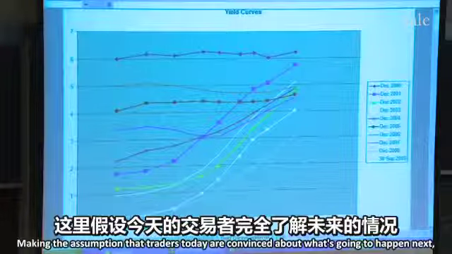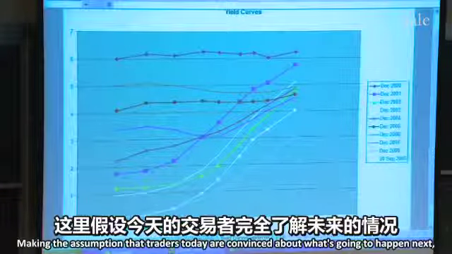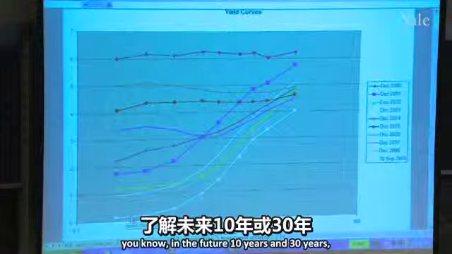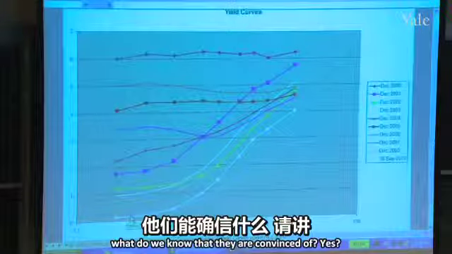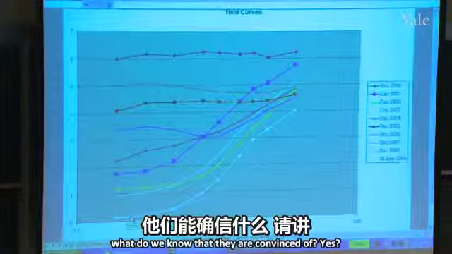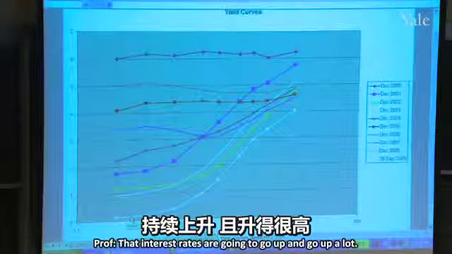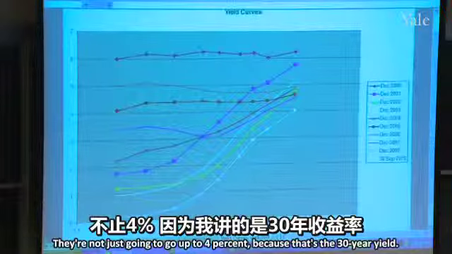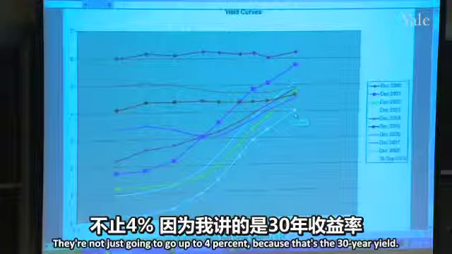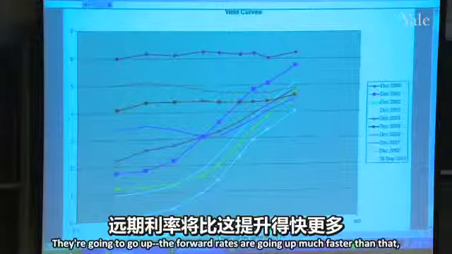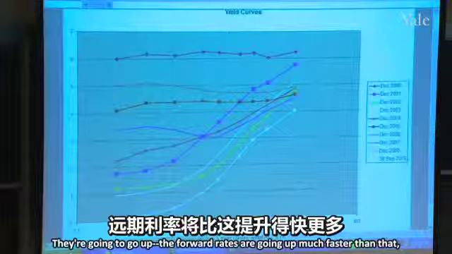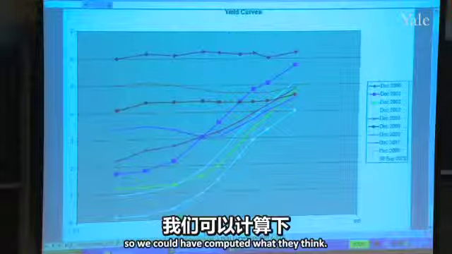Making the assumption that traders today are convinced about what's going to happen next, in the future 10 years and 30 years, what do we know that they are convinced of? Yep. That interest rates are going to go up and go up a lot. They're not just going to go up to 4% because that's the 30-year yield. They're going to go up. The forward rates are going up much faster than that. So we could have computed what they think.